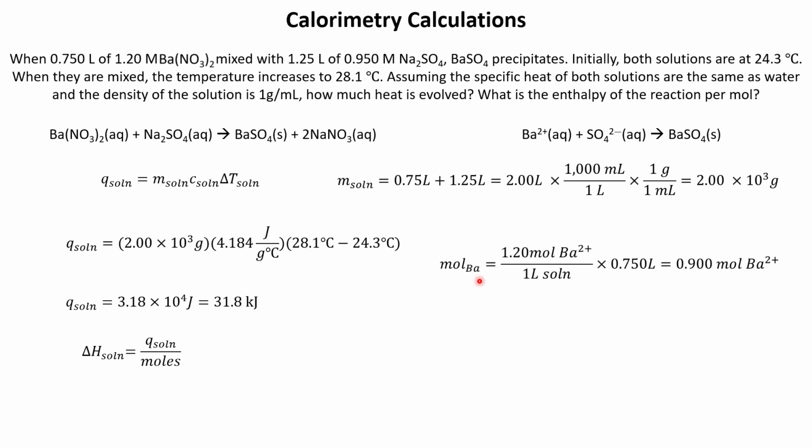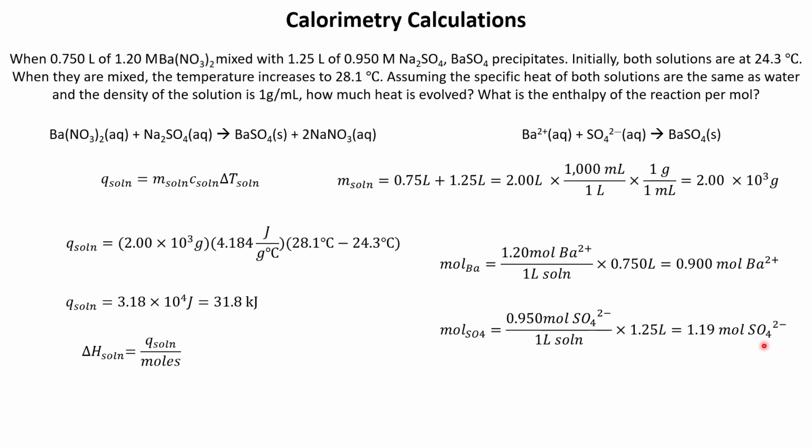So to figure out our moles of barium, again, I'm going by my net ionic equation here, but if you wanted to, you could go by your molecular equation. My concentration of barium is the 1.2 molar, so that's 1.2 moles of barium over 1 liter of solution. I used 0.75 liters, so I have 0.9 moles of barium. I do the same thing for my moles of sulfate. My concentration was 0.95, so again, that's 0.95 moles of sulfate over 1 liter of solution. I used 1.25 liters of that solution, so I have 1.19 moles of sulfate.